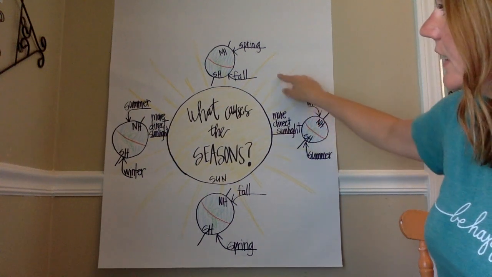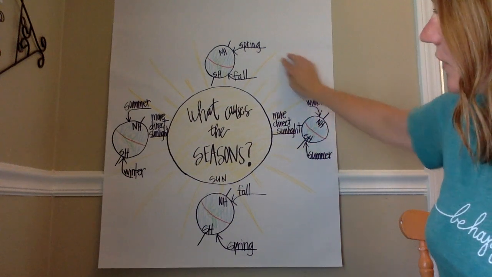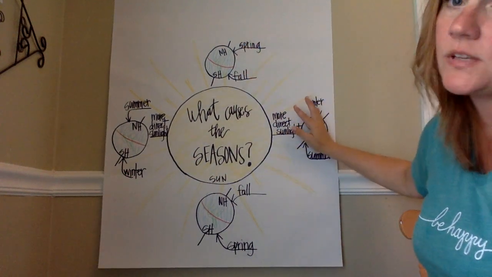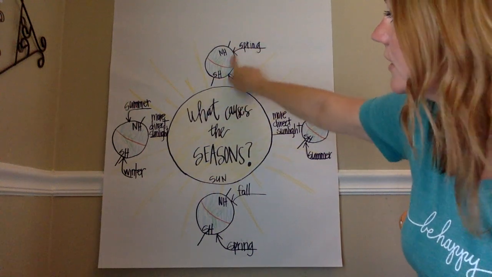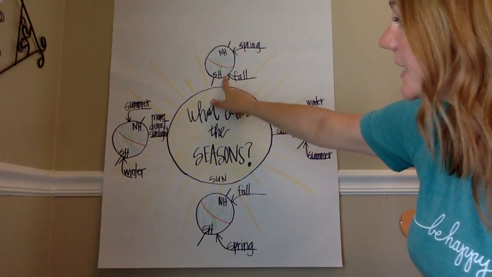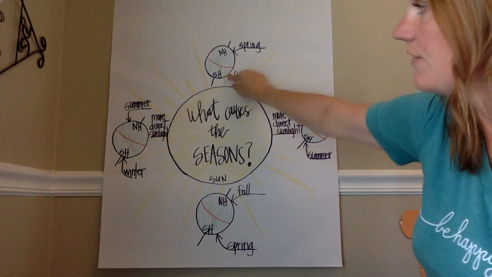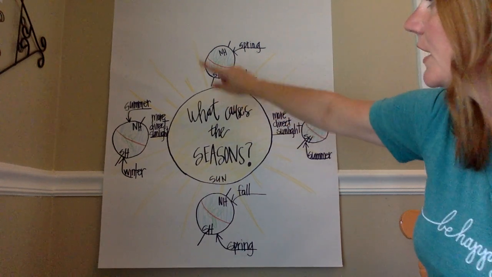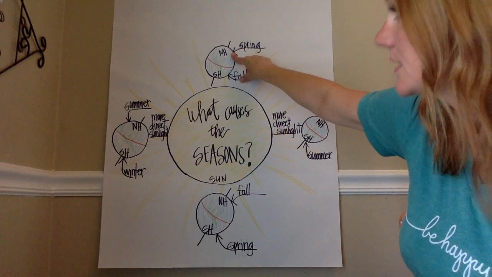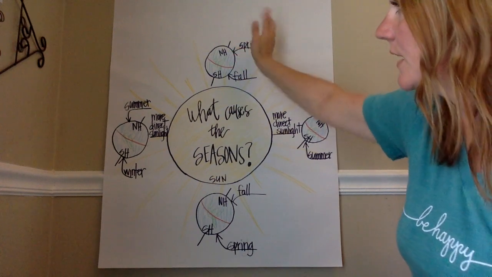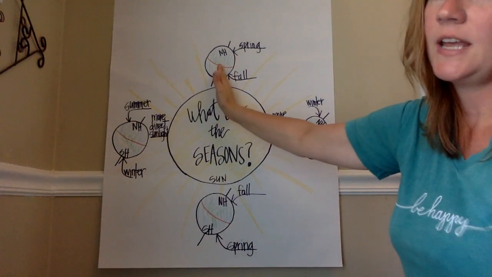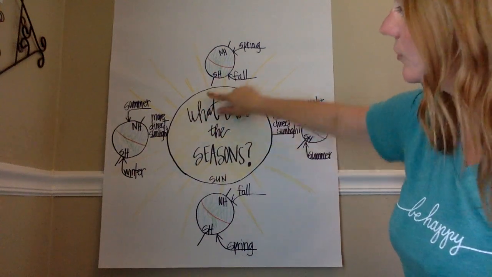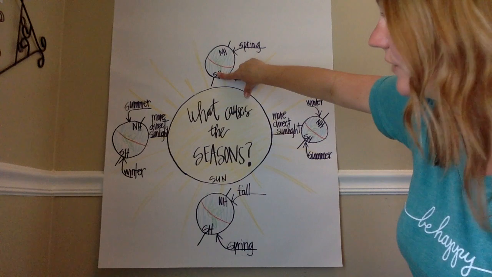And then as it moves around the sun, and remember it's also rotating too, here you see it's getting less direct sunlight, which is causing fall in the southern hemisphere, and more direct sunlight, which is causing spring in the northern hemisphere. Now imagine if the Earth was just straight up and down. The only direct sunlight that would be hitting the Earth would be the southern hemisphere right there.